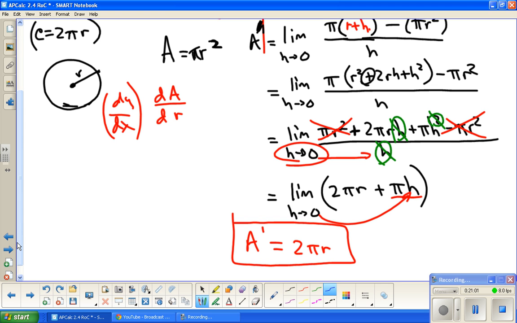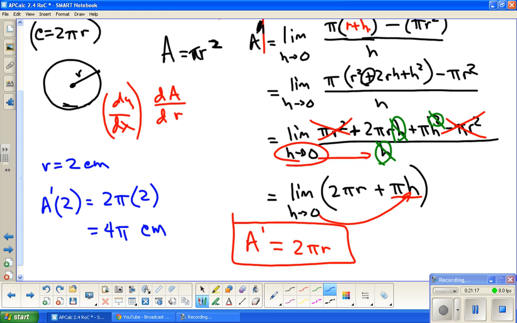So if I want to know the rate of change when r is 2 centimeters, I'm going to do A prime of 2, 2 pi times 2, so 4 times pi. And the units: centimeters per centimeter? No, square centimeters. This is the rate of change of area with respect to r, so this would be square centimeters per centimeter. So those go away, and we're just left with centimeters.